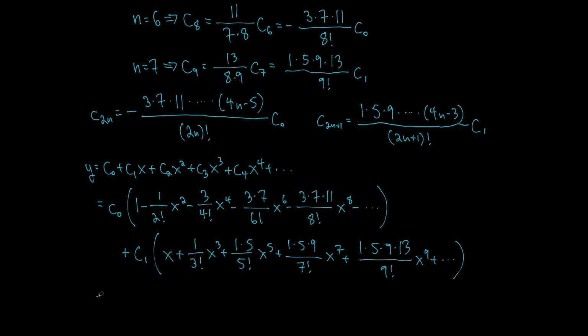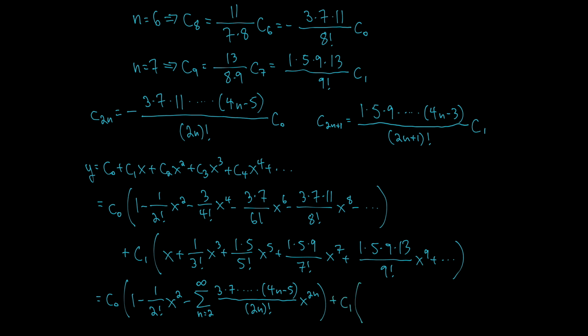And if we're feeling very adventurous, we can write this using sigma notation as 1 minus 1 over 2 factorial x squared minus the sum from n equals 2 to infinity of 3 times 7 and so on times 4n minus 5 over 2n factorial x to the 2n, plus c1 times x plus the sum from n equals 1 to infinity of 1 times 5 times 9 and so on till 4n minus 3 over 2n plus 1 factorial x to the 2n plus 1.